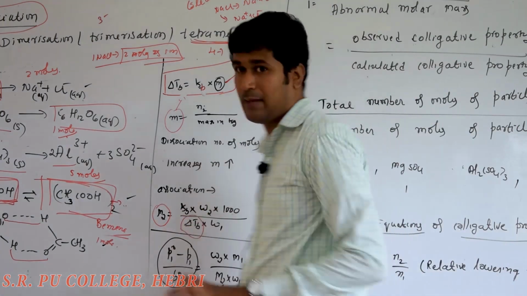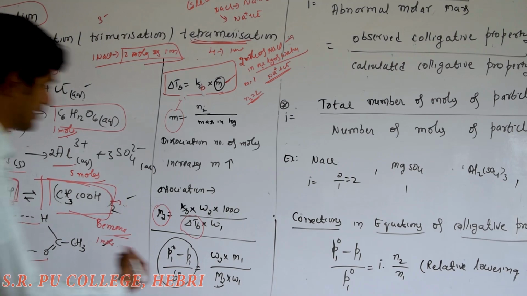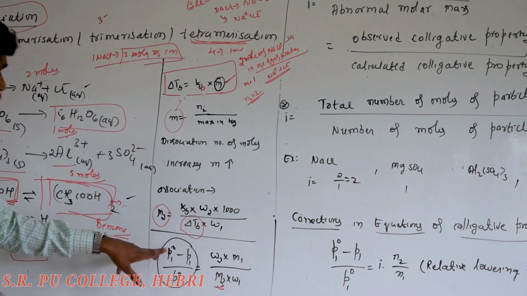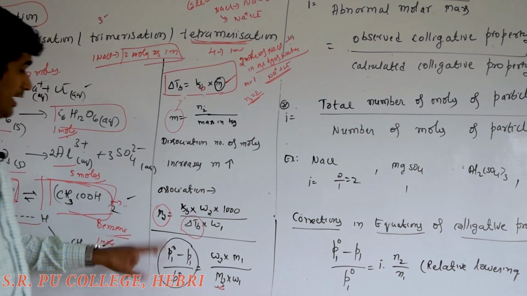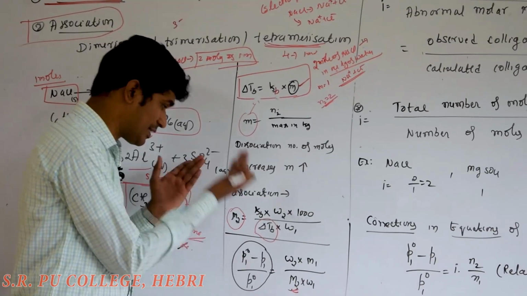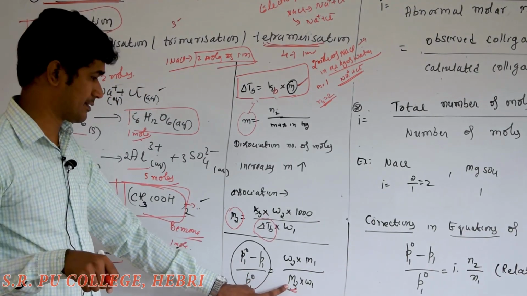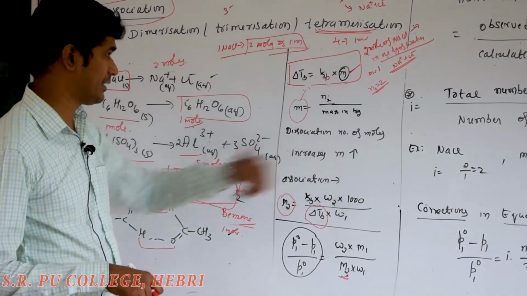Same thing is applicable for every type of colligative property. Here also the same thing happens. Relative lowering of vapor pressure is directly proportional to mole fraction. As the N2 increases, this also increases. So as this increases, M2 decreases. Remember this. So these are the abnormalities.